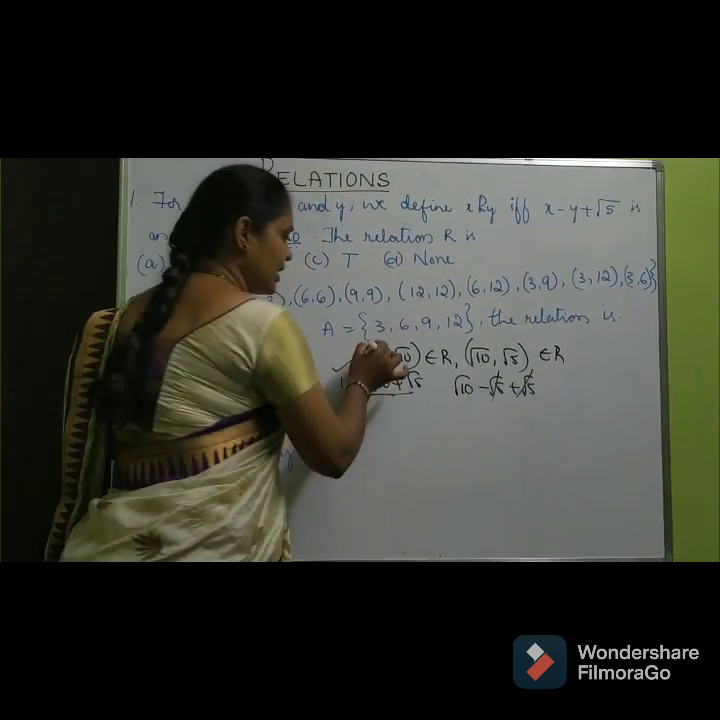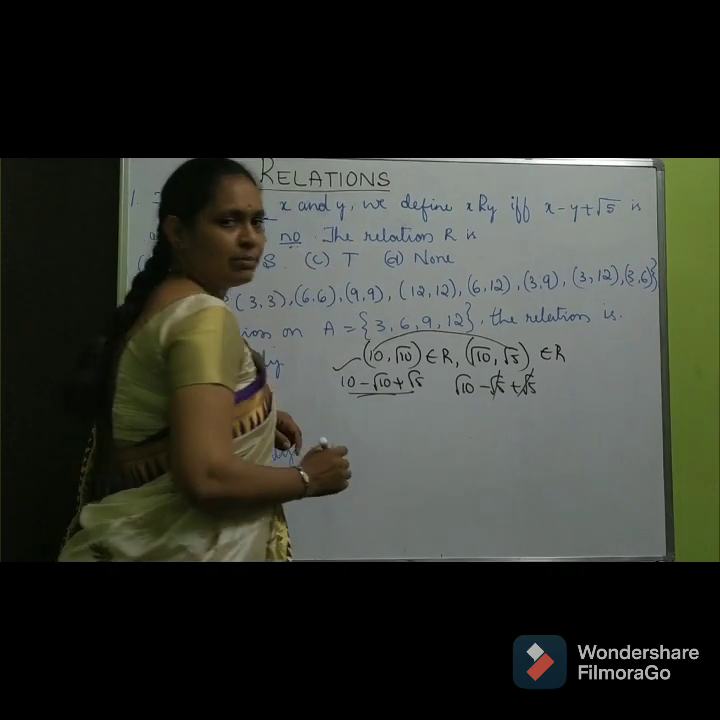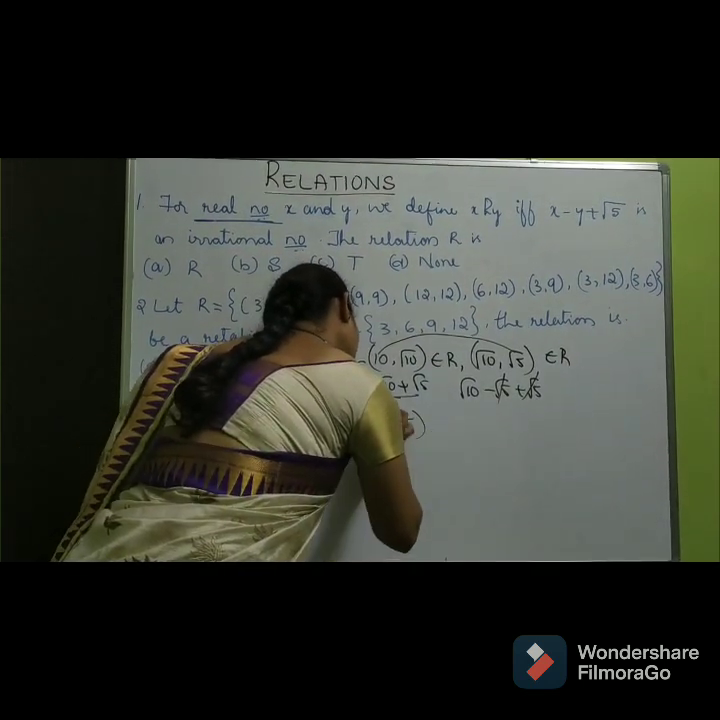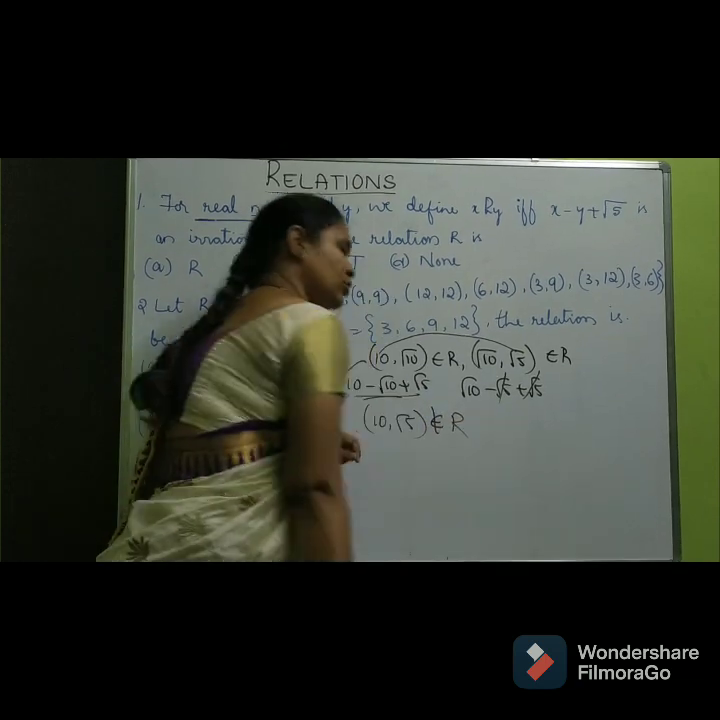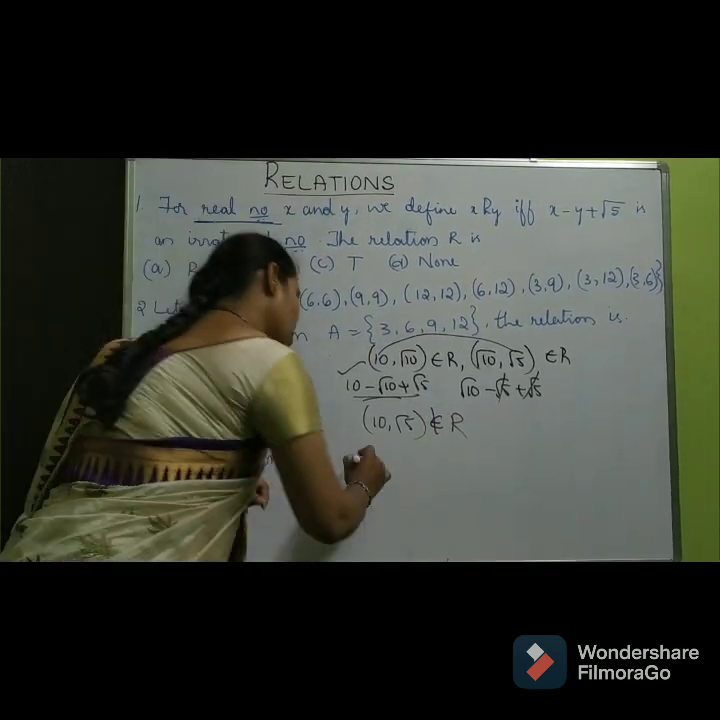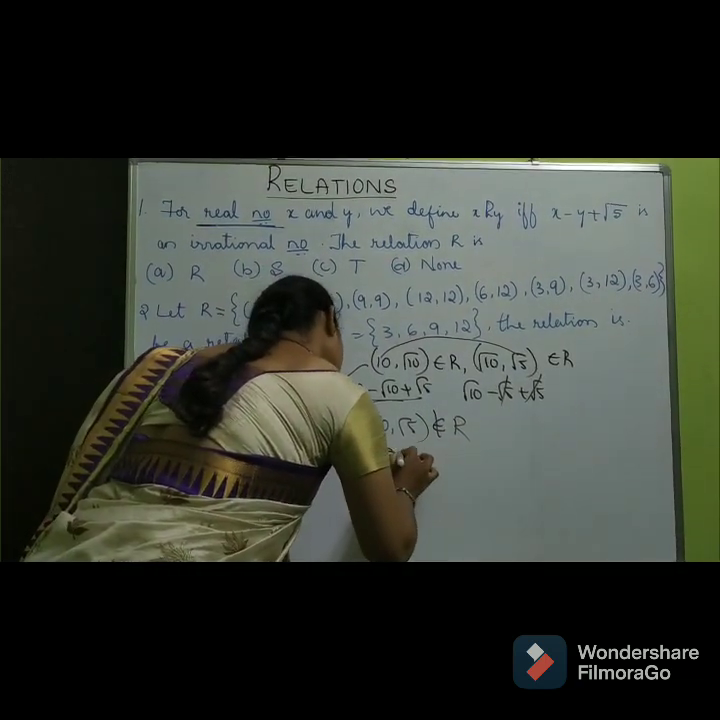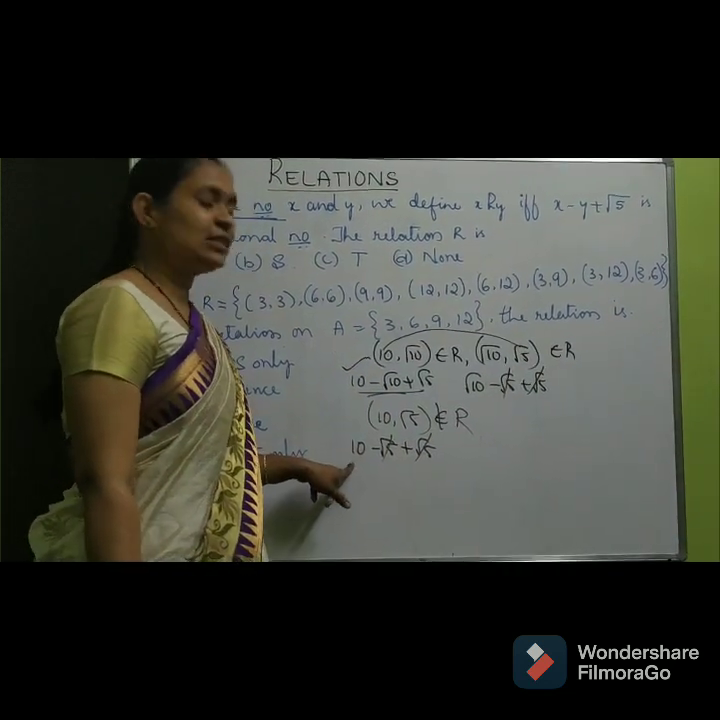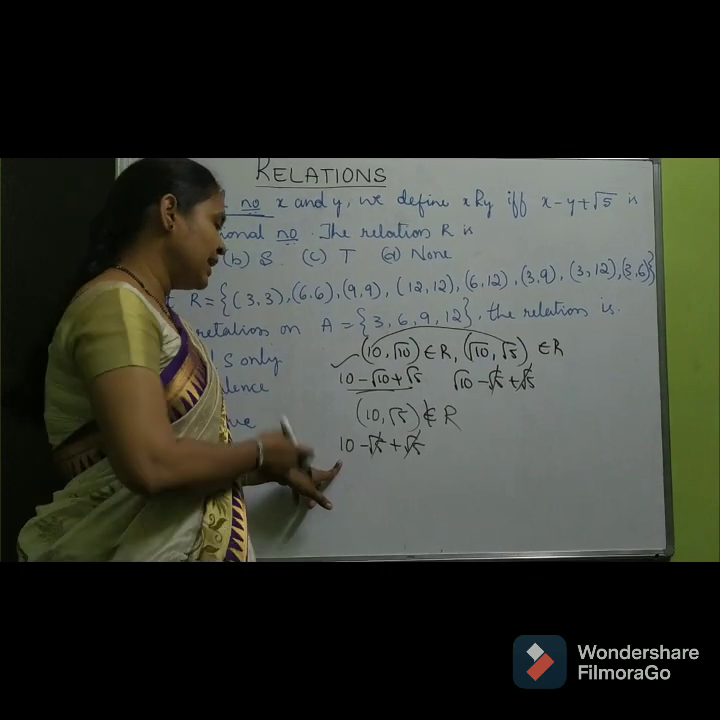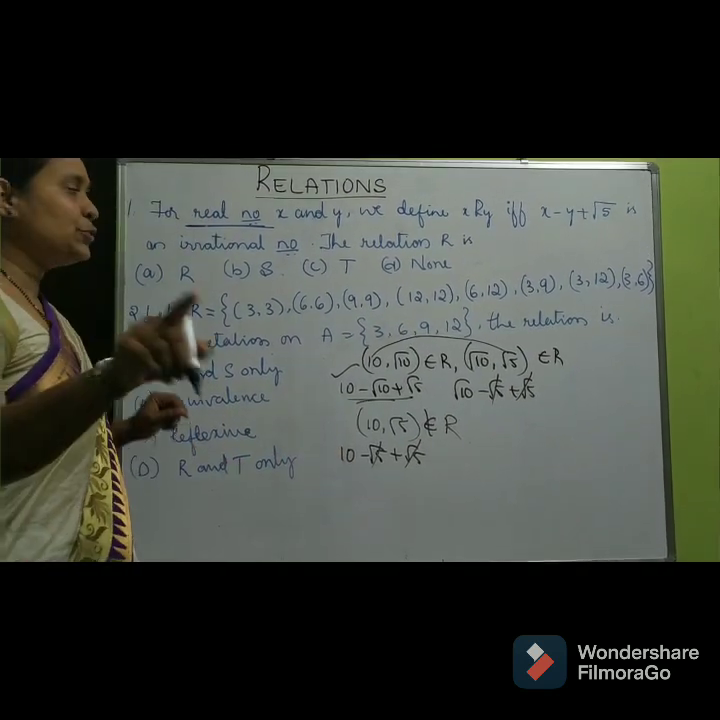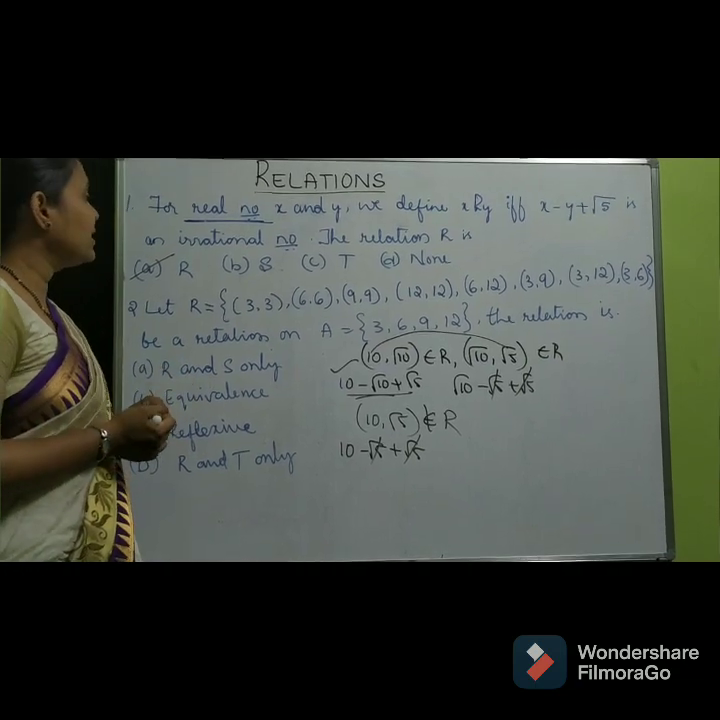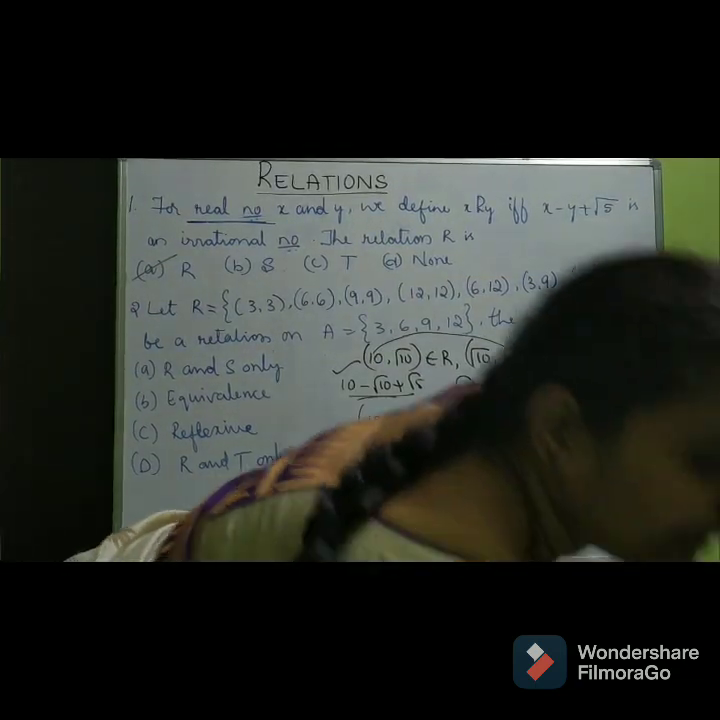So, to check transitivity, I have to take this much, that is (10, root 5). See, (10, root 5) does not belong to R. Why? Because 10 minus root 5 plus root 5, these two get cancelled, and 10 is not an irrational number. Therefore, it is not transitive. So reflexive is the right answer. For this, option 1 is the correct answer.